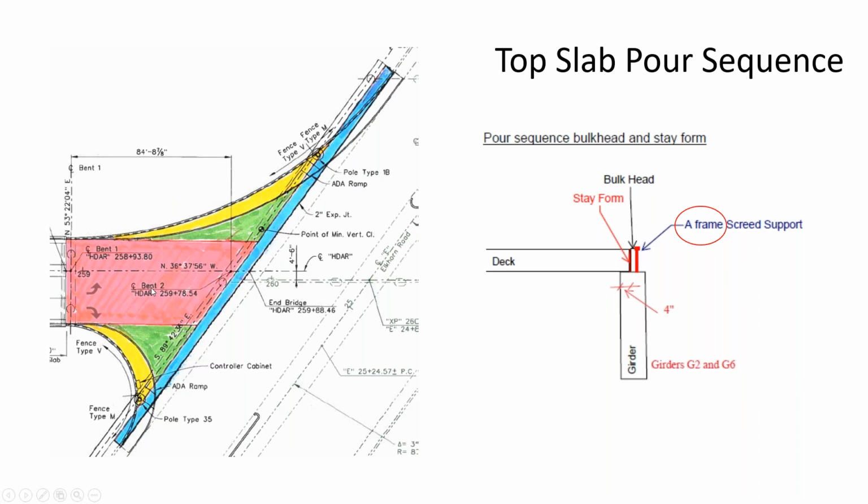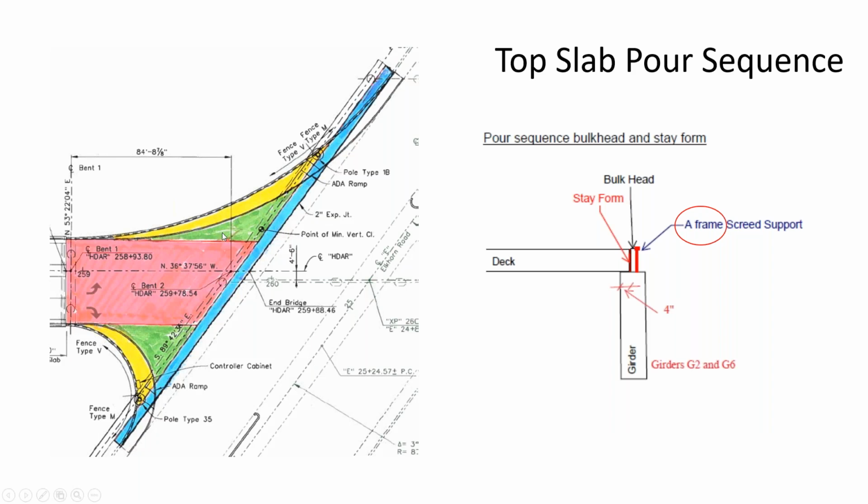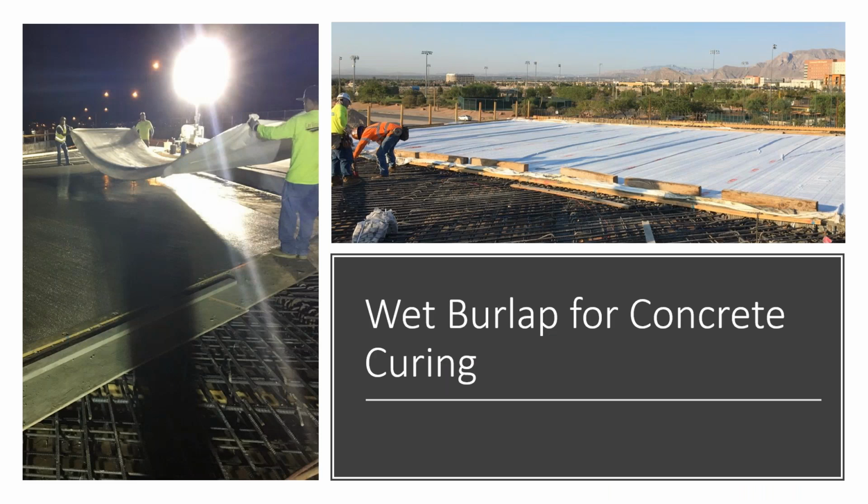Here you can see the pour sequence. The red zone is where they were able to use this A-frame deck. The bid well was not able to be used in this type of project. For the other zones, green and yellow, they just used a regular pour. Here are more pictures of how they were using wet burlap for the concrete curing.